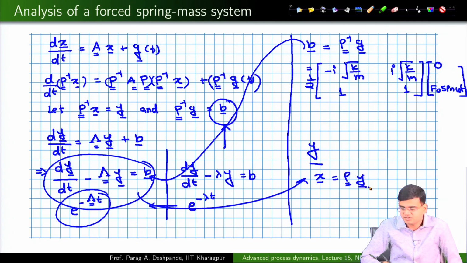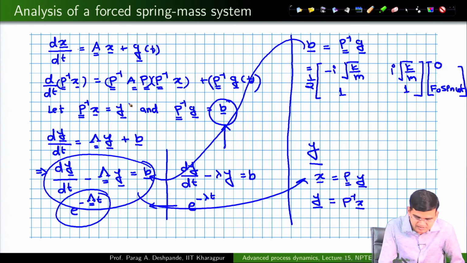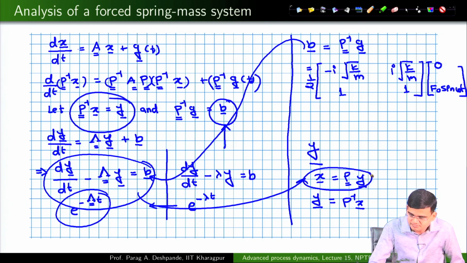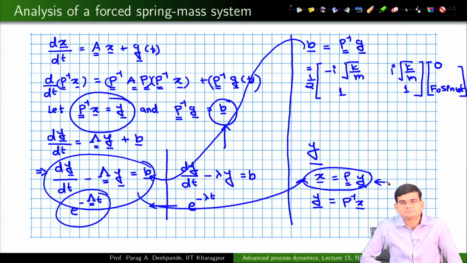Our original definition was y under bar is equal to p inverse x under bar, see here, right. So, therefore, x would be p times y, and then when you solve this equation, you will get the solution which would involve sines and cosines as well as functions of t which would influence your dynamics from the viewpoint of the influence of the external forcing function.